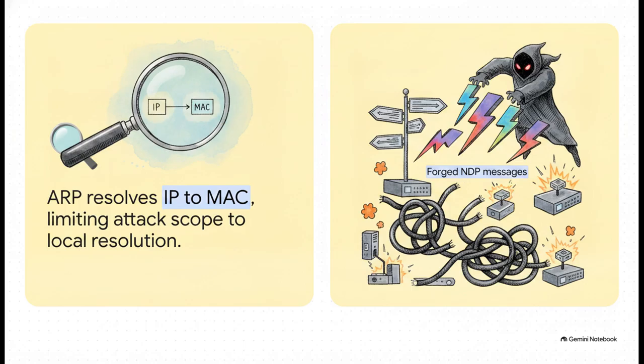Unlike ARP, which really just handles IP to MAC address resolution, forged NDP messages have a drastically wider impact. Because NDP has so many different message types, router solicitations, redirects, neighbor advertisements, a single attacker crafting forged NDP messages can disrupt routing, hijack your gateway selection, or even intentionally trigger duplicate address detection failures to cause massive denial of service across the entire local link.